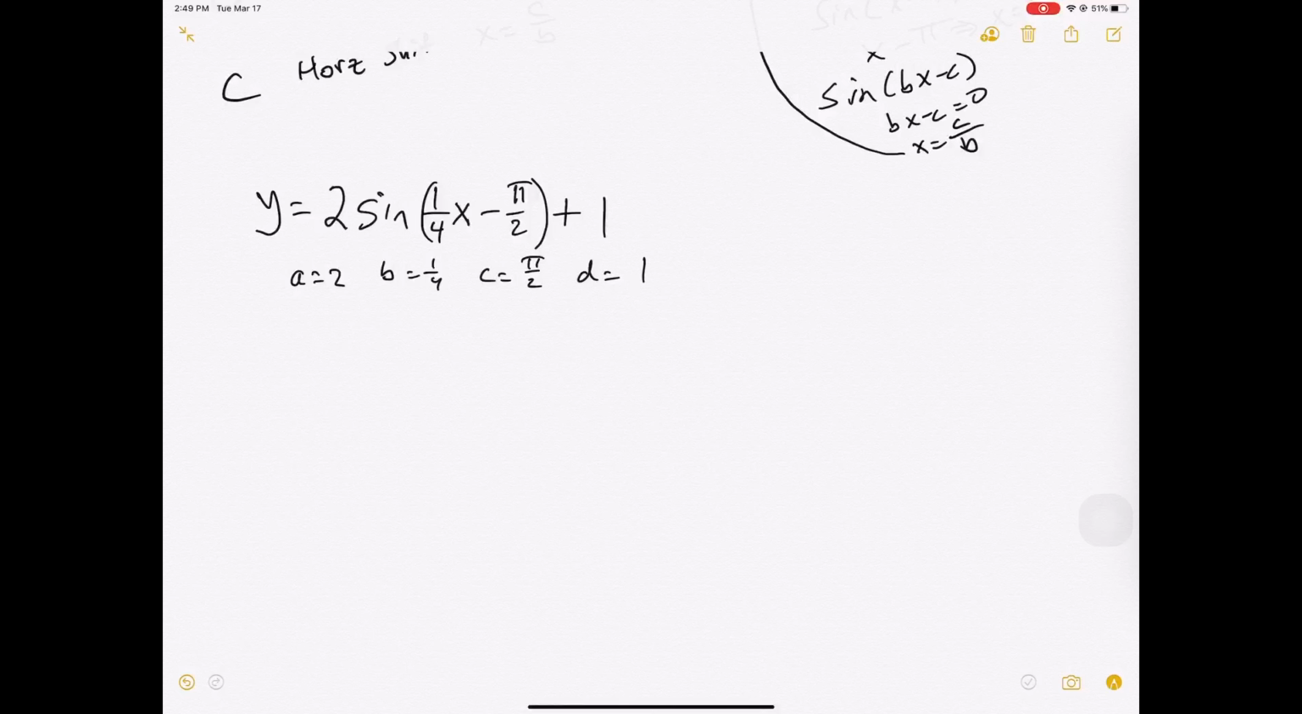Double check that for me. A is in front, B is always next to X, C is in the parentheses, the negative sign is already there, and D is by itself.